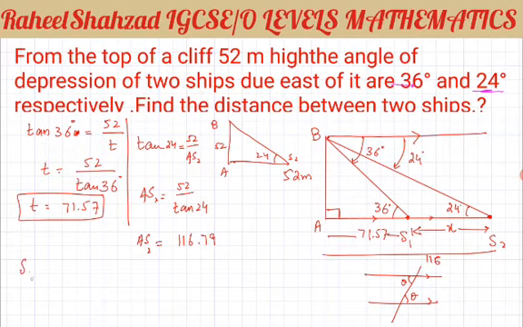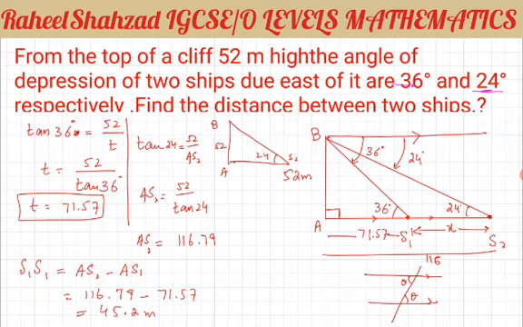Now this whole length is 116.79 and this part is 71.57. If I want to find the distance apart between ship 1 and ship 2, that is going to be AS2 minus AS1, that is 116.79 minus 71.57, which becomes approximately equal to 45.2 meters. So the ships are 45.2 meters apart.